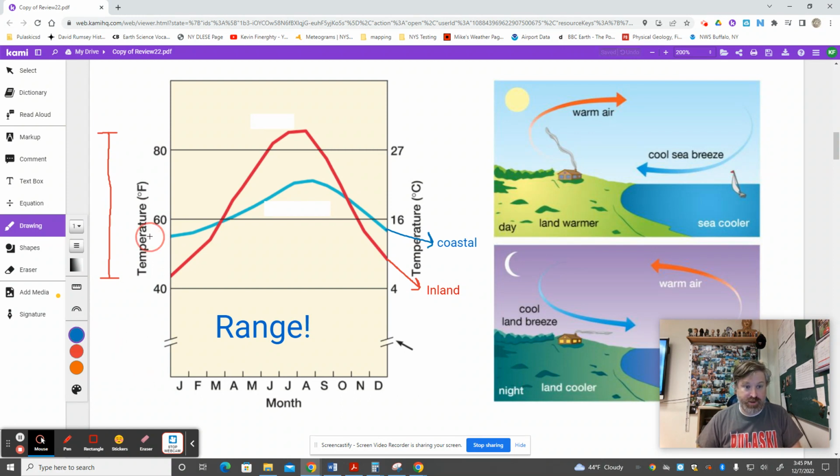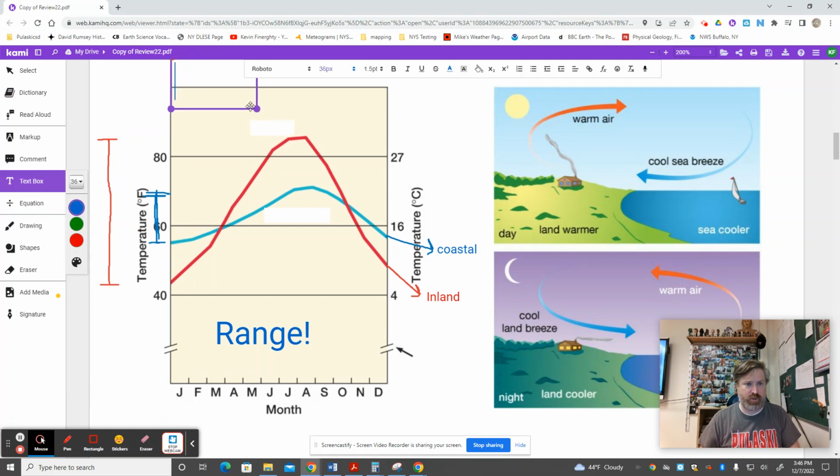If you live in a coastal area, because there's so much water there and water takes so much time to heat up and so much time to cool down, you don't get as cold in winter and you don't get as hot in summer, so the range is a lot smaller. That's how you answer the concepts in this lab. It's either a large range city far from the ocean or a small range city close to the ocean.